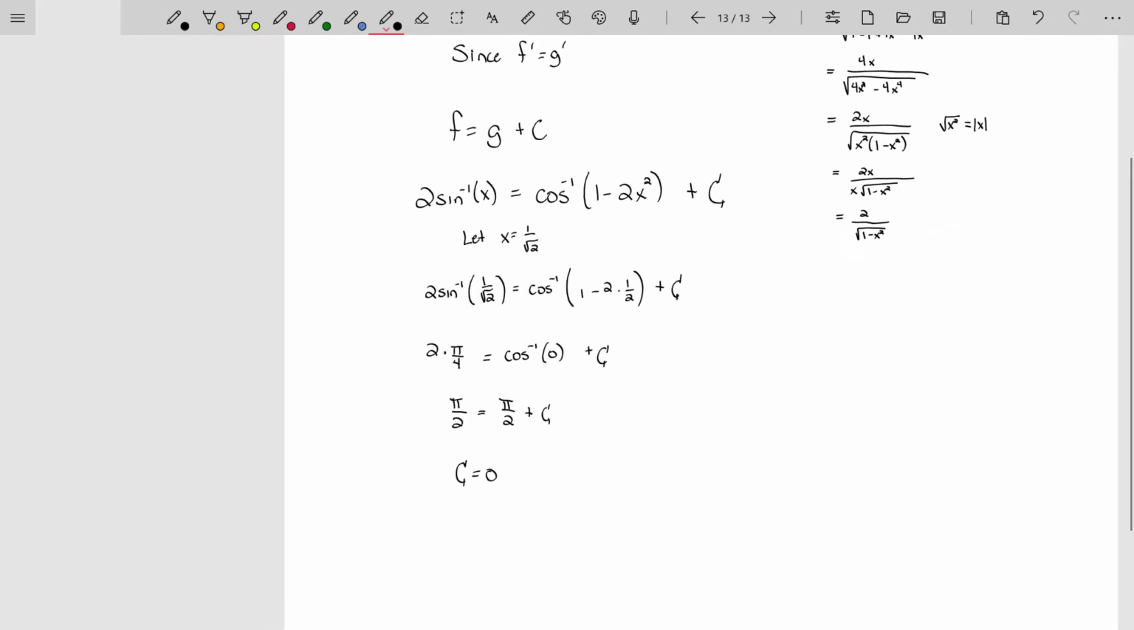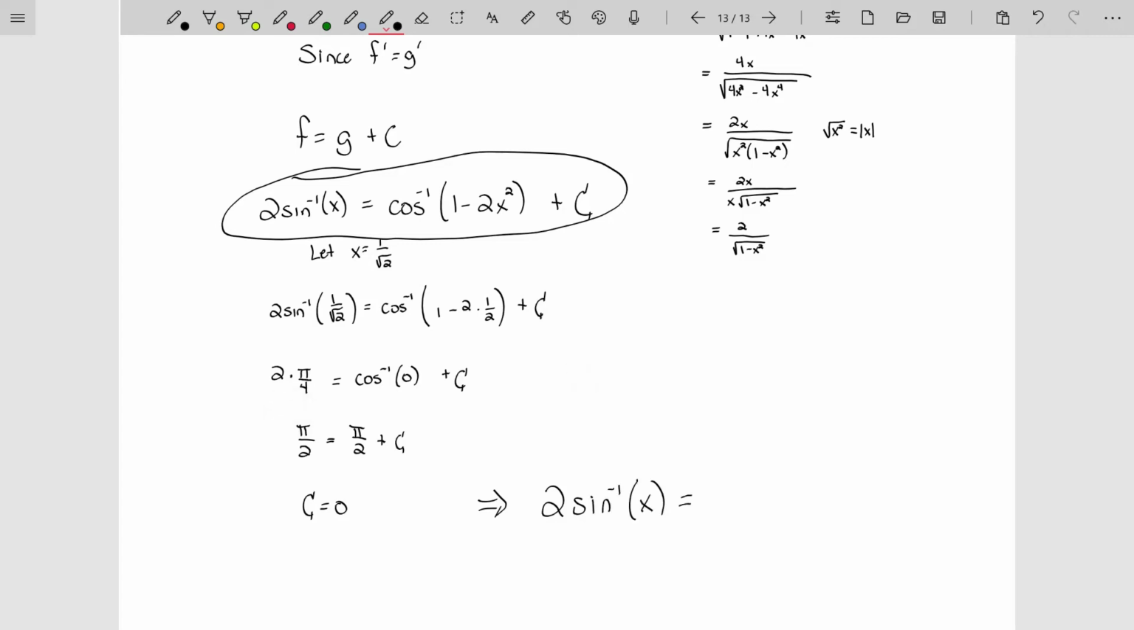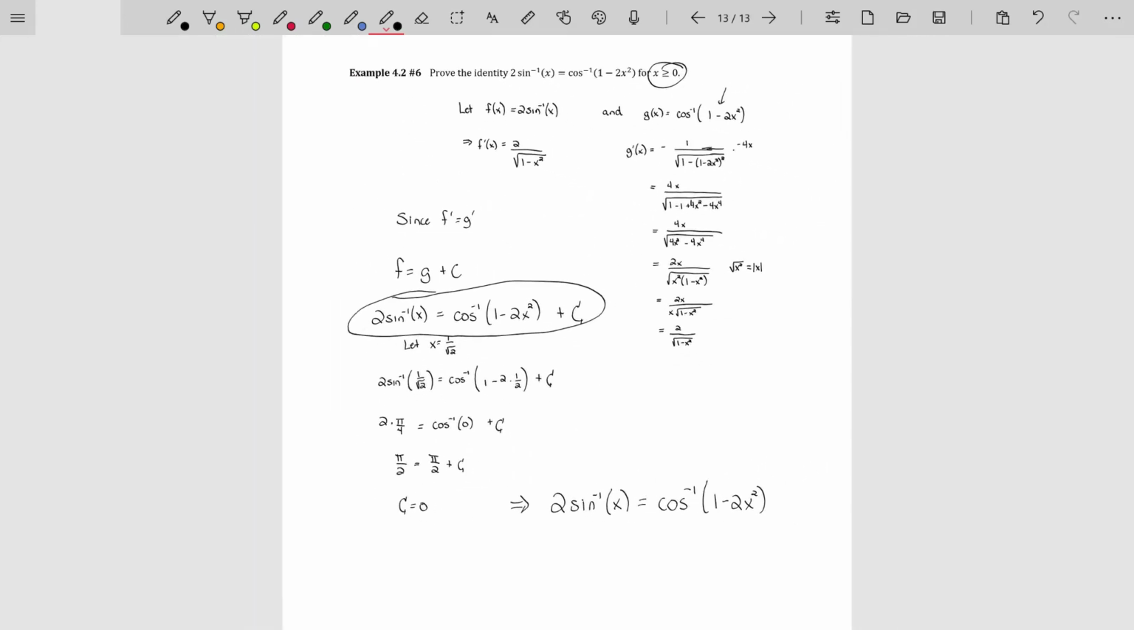Well, since c is 0, we have proven that these two functions, 2 sine inverse, sine, not secant, sine inverse of x is equal to cosine inverse of 1 minus 2x squared. A really cool way of doing a trig proof. Highly recommend it. All right, that finishes out the series of videos on the mean value theorem. I hope you enjoyed.